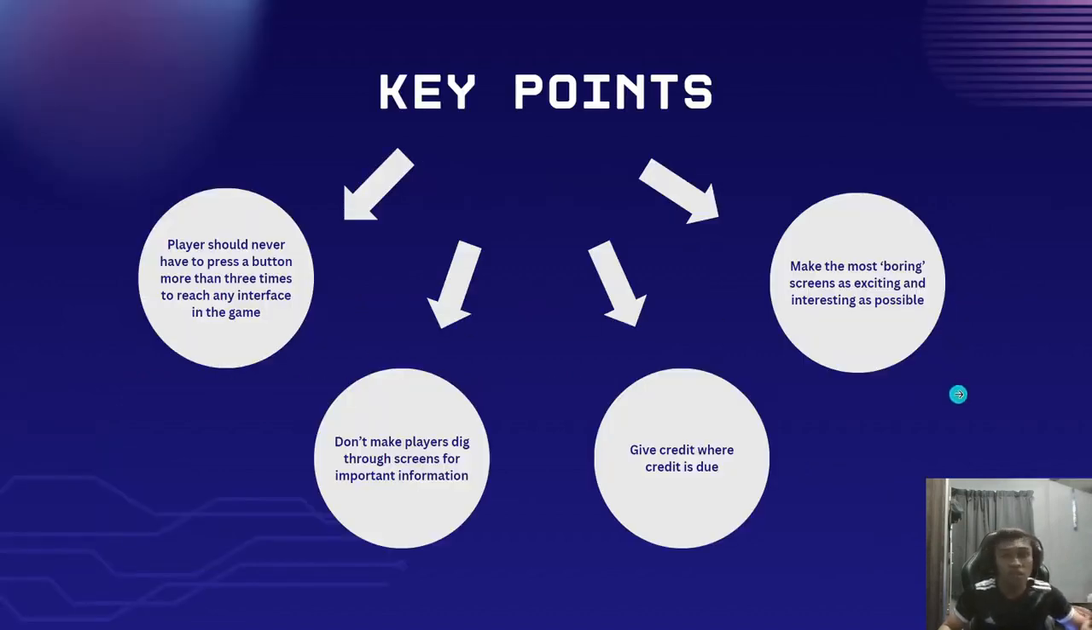So there are 4 key points in these pages, which are: players should never have to press a button more than 3 times to reach any interface in the game, we cannot make players stick through screens for important information, give credit where the credit is due, and make the most boring screens as exciting and interesting as possible.